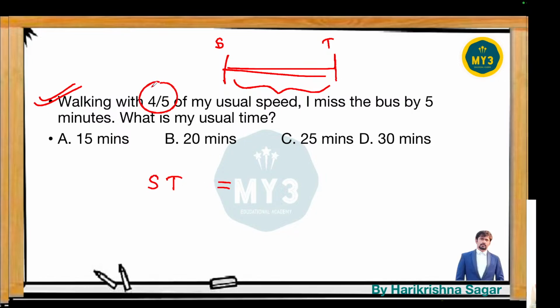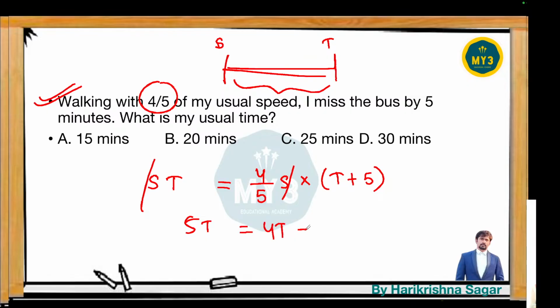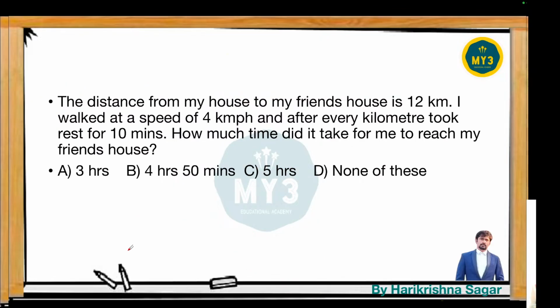Now he is going with 4 by 5 of the usual speed. That means he is going with less speed, and the time taken is 5 minutes late, that means t plus 5. If you simplify further, s and s will be cancelled. 5t is equal to 4t plus 20. They are asking for the t value, so you will get the t value as 20 minutes. Mark it as option C. Okay, so that is what the questions are like.